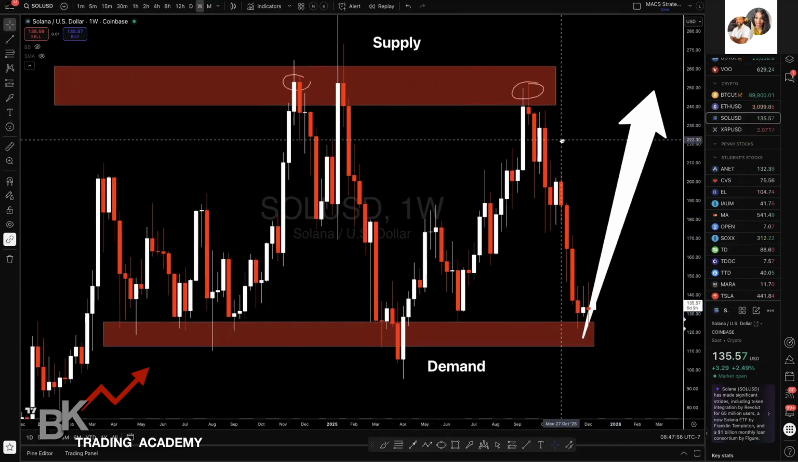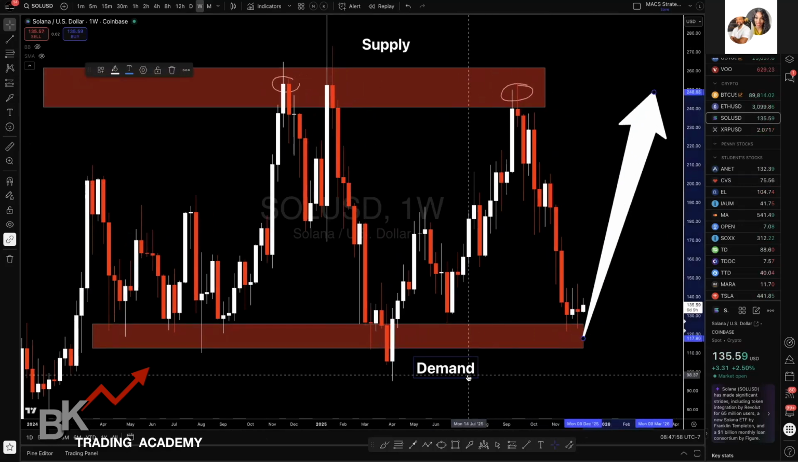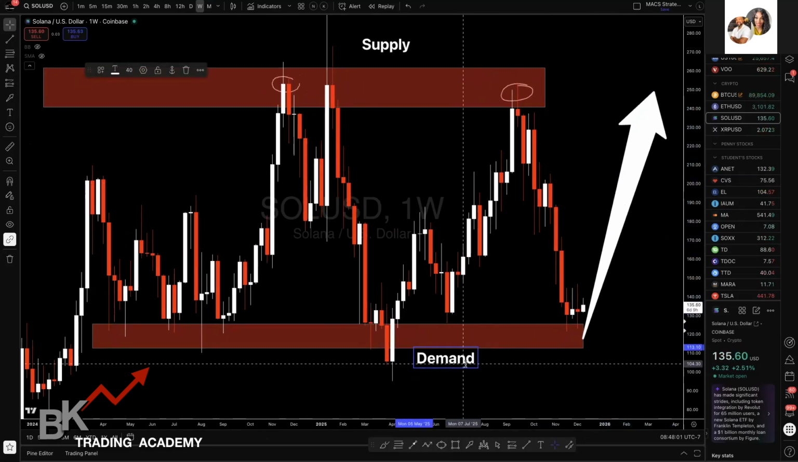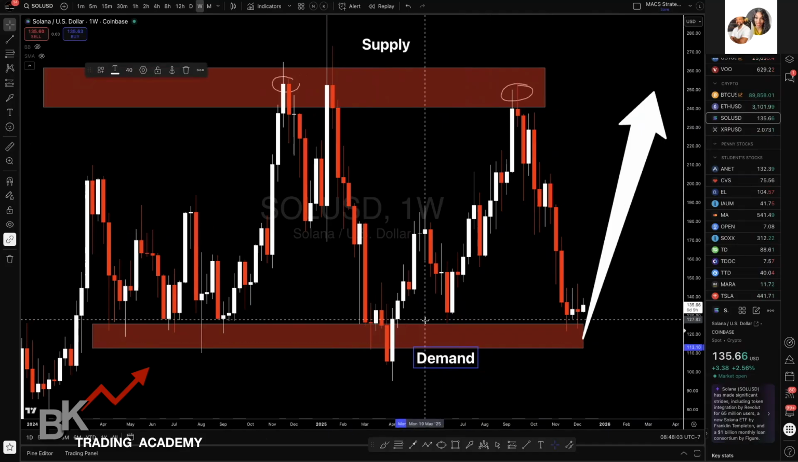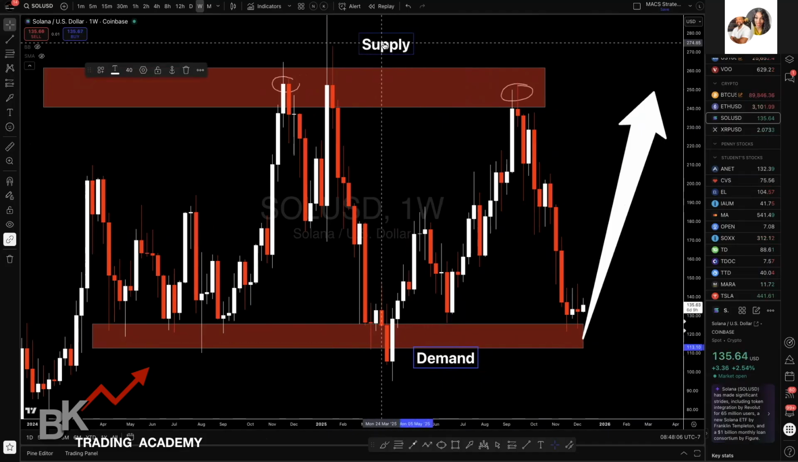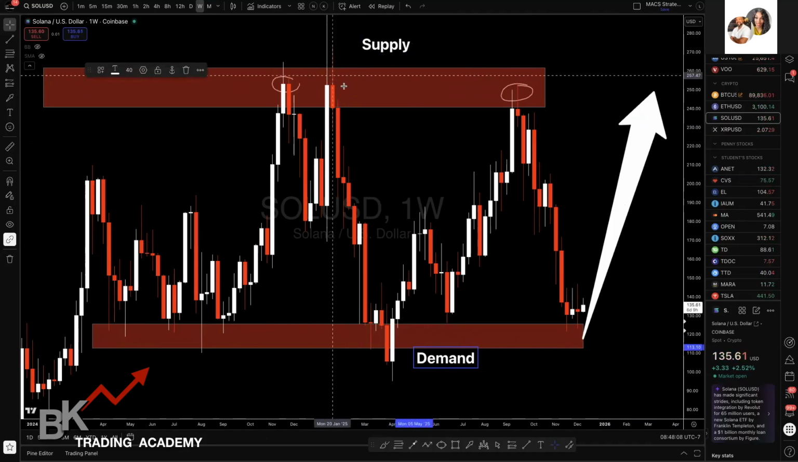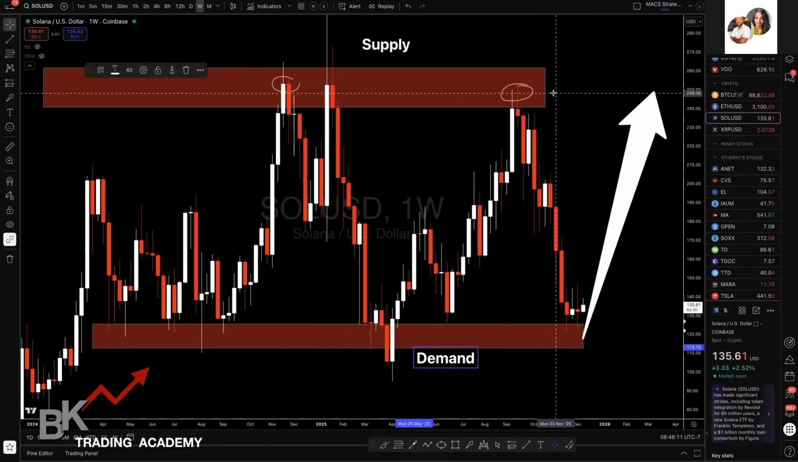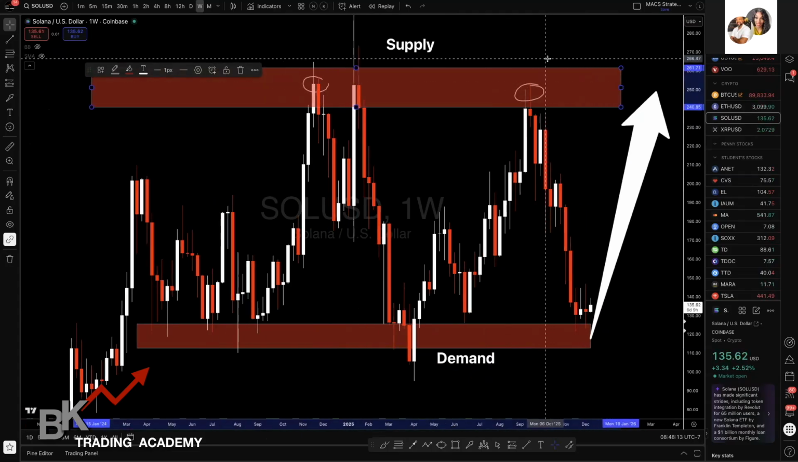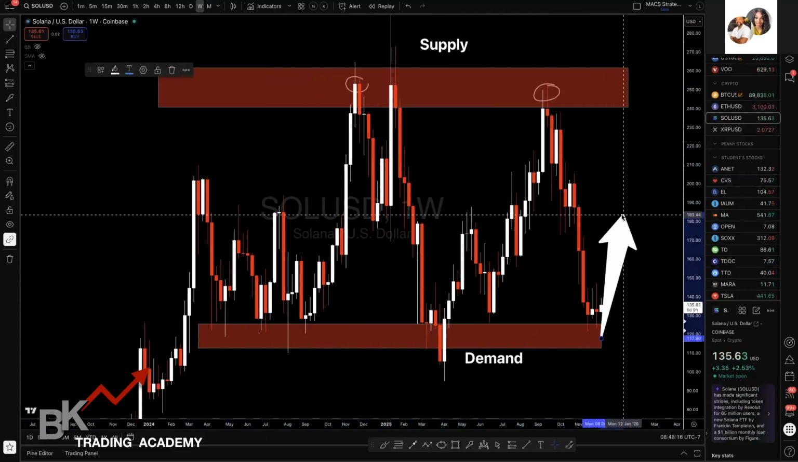So this here is considered my demand. Notice how demand are trend reversals for an uptrend. The downtrend ends, uptrend begins. Supply is a trend reversal for a downtrend. Okay. The uptrend ends and then a downtrend begins. So this is the higher probability where price is going to come and do a trend reversal.